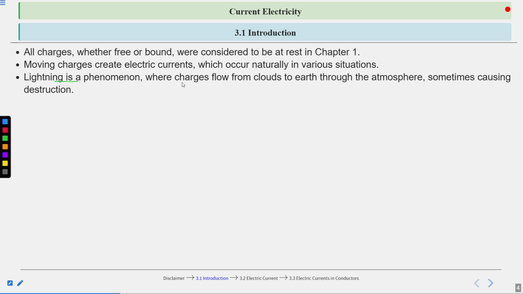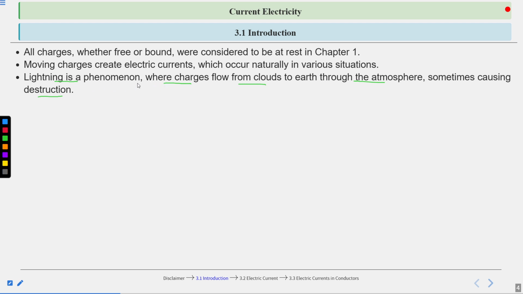Lightning is a phenomenon where charges flow from clouds to earth through the atmosphere. Lightning is a very common phenomenon that is due to the charge flow from clouds to earth through the atmosphere, sometimes causing destruction. When a large amount of charge flows from one material to another, there is a discharge, a large amount of charge discharge, charge leakage, due to which a spark is produced.